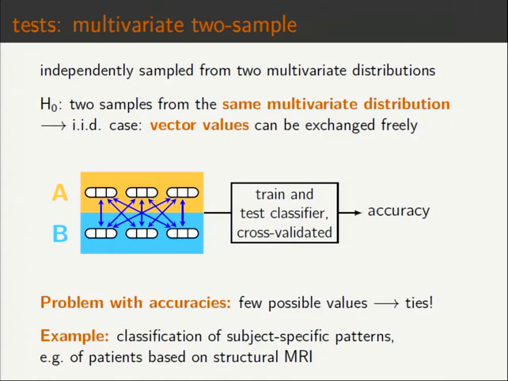A problem that can occur here, I mentioned before that in a permutation test, if you have ties, if you have several times the same value, you have to go the conservative way. Or there's also an alternative where you can randomize, but it doesn't really have much advantages.